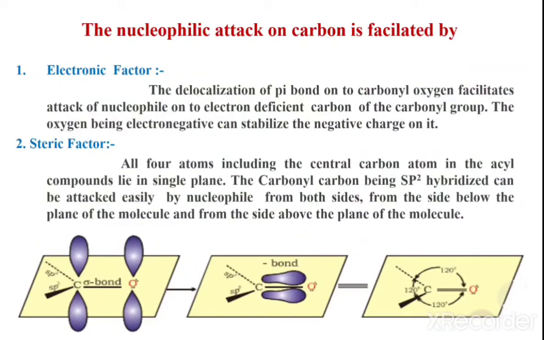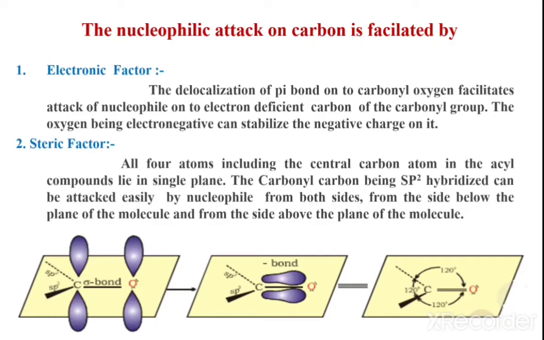Now the nucleophilic attack on carbon is facilitated by two factors. The first one is the electronic factor and the second one is the steric factor. The electronic factor is related to the delocalization of a pi bond. Delocalization of this pi bond on the carbonyl carbon facilitates the attack of nucleophile onto the electron-deficient carbon of the carbonyl group, and the oxygen, being electronegative, can stabilize the negative charge on it. This is the most important factor, the electronic factor. That means delocalization of pi electrons on carbonyl accelerates the rate of reaction. Second is the steric factor.